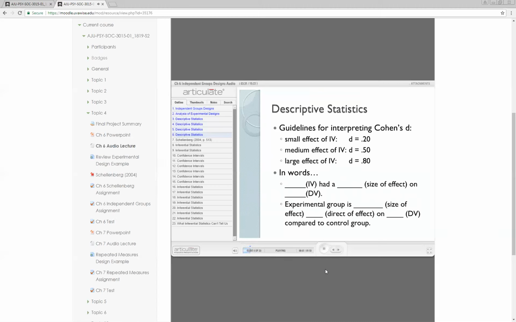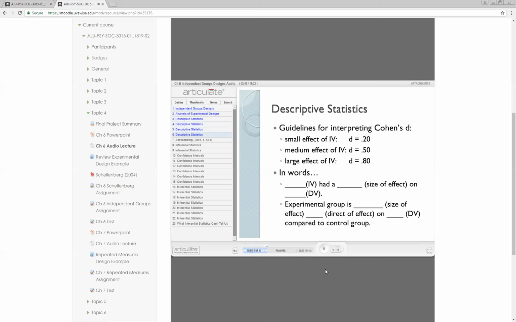There's a standard set of guidelines for interpreting Cohen's d. A d of less than 0.2 is considered a small effect, 0.2 to 0.8 is considered a medium effect, and then above 0.8 is considered a large effect. Now, how we say this in words, it's very important that not just you understand that small, medium, and large, but you know how to say it in words.